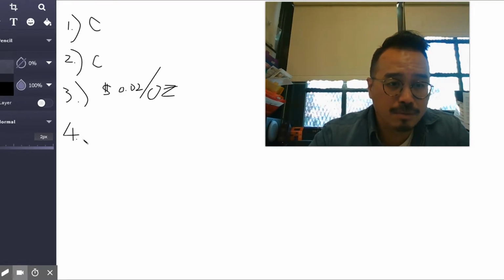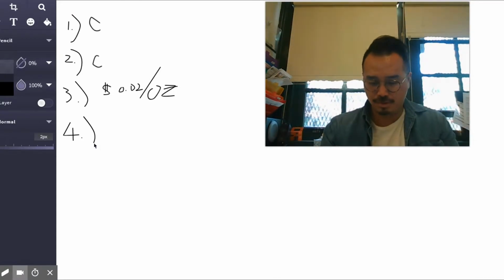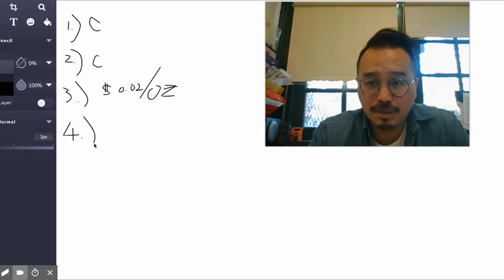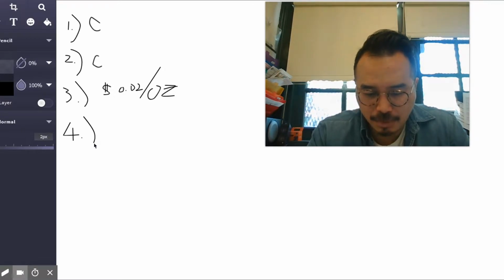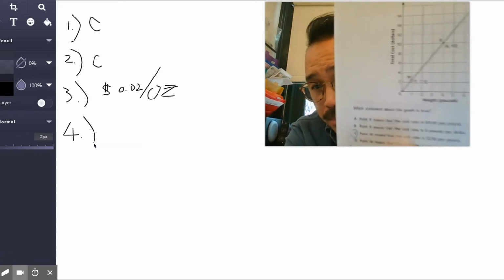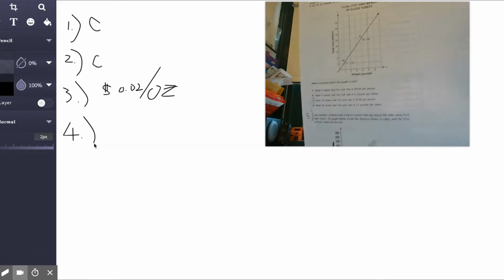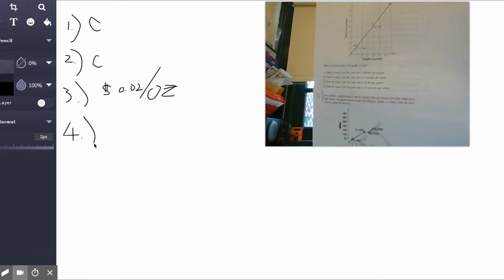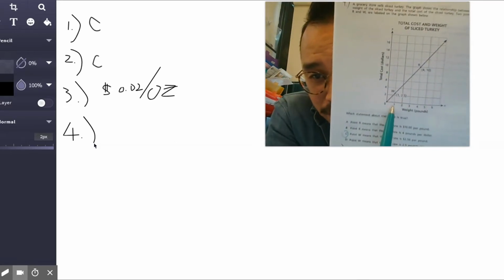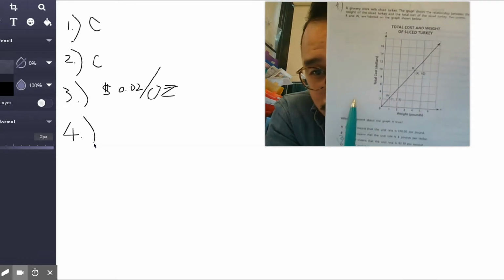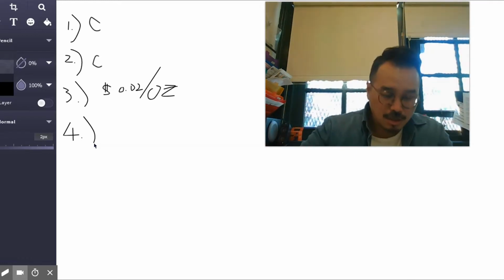Number 4 is this graph. All you really could do is read it. Which statement about the graph is true? 250 per pound, that's it. Point W. If you look closely at the point, let me use a pen. If you can see right here, 1 is per pound, 1 pound, and that's the money. So 250 for every 1 pound. So it's choice C.